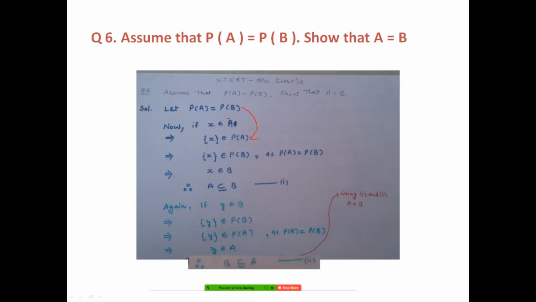So we started from X belongs to A and ended with X belongs to B. It means A is a subset of B, and vice versa. That is, if we start from B and end with A, then this can be written as B is a subset of A. So this is case 1, this is case 2. Joining these two, we can say A is equal to set B.